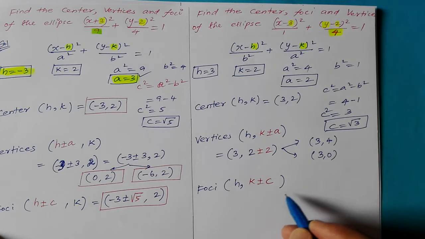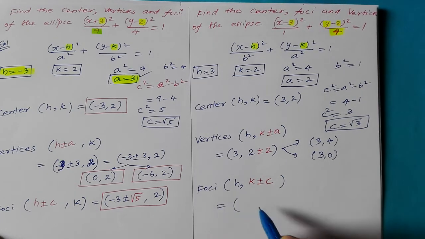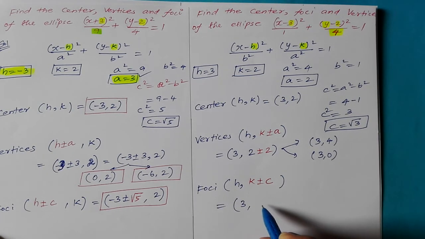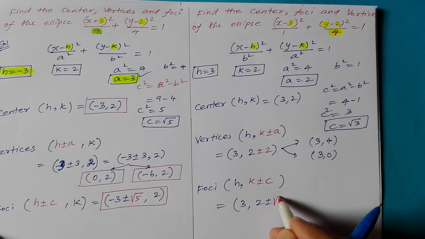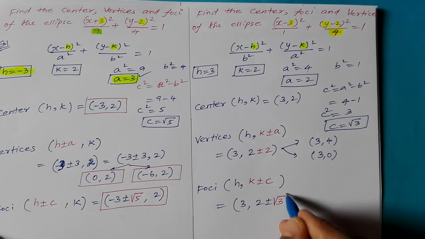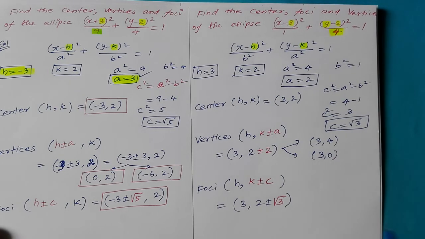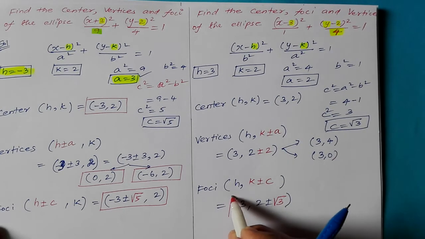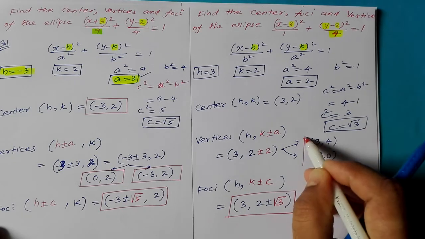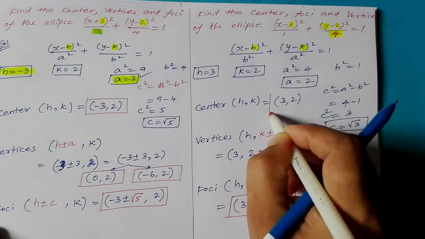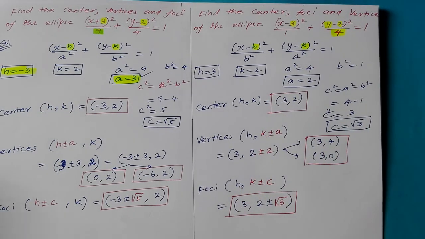And then the next one, here we have h 3 and k value. k value is 2 plus or minus root 3. We cannot simplify it since it is root, leave it as such. So this is my foci, this is vertices, and this is center. That's it.